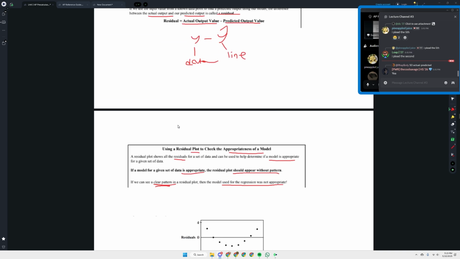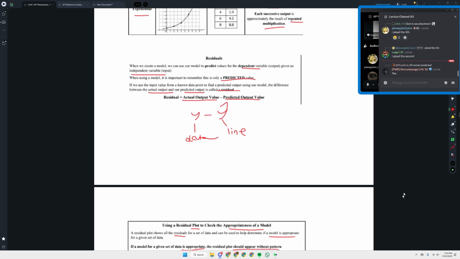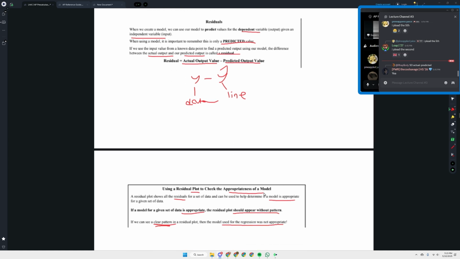So now, any questions on the information before we go into the questions? Because the questions are just these 2 topics, residuals and the residual plots. Is the graph the actual data? Which graph? The residual plot? What's y hat? That's the predicted. That's the predicted output values. Y hat's predicted.